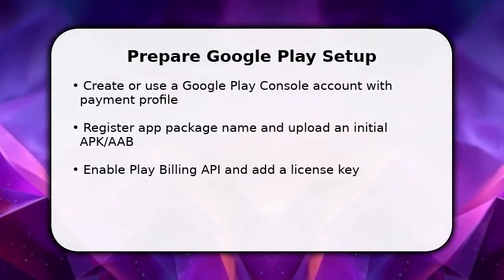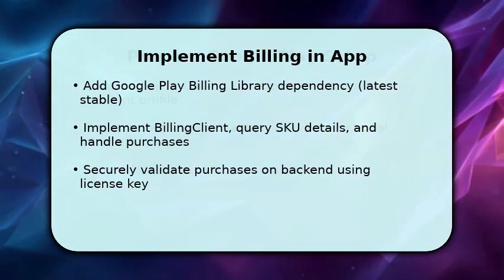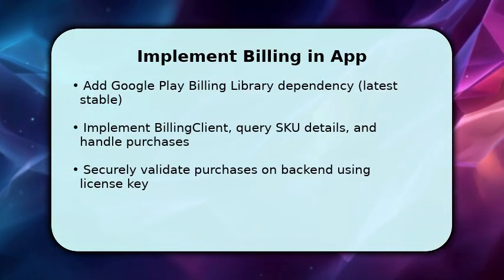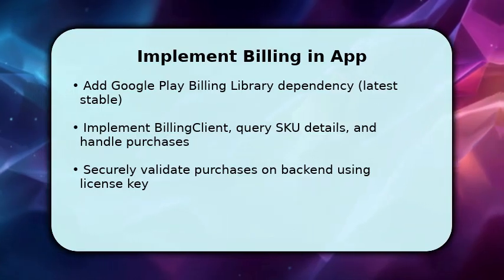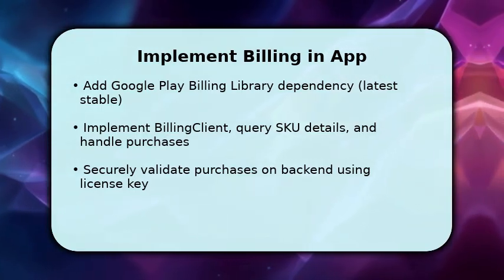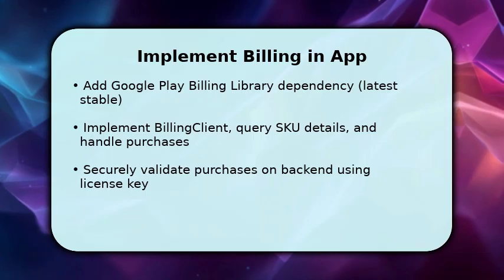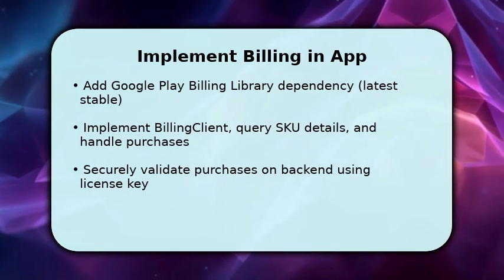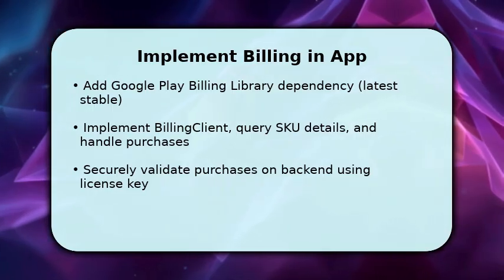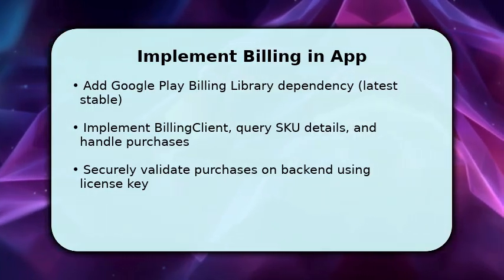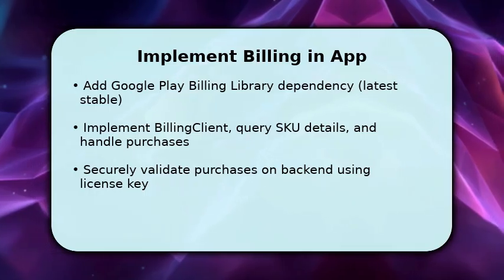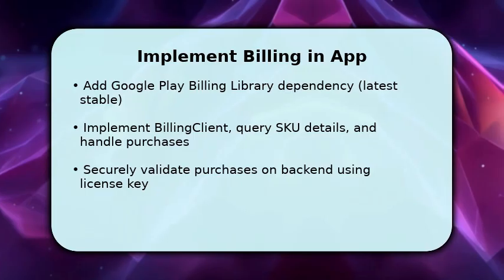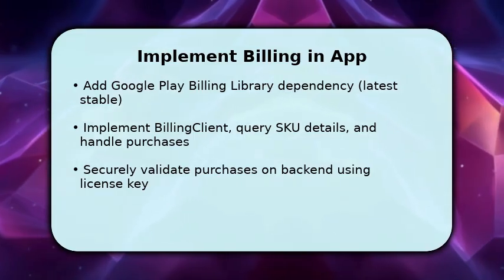Now implement the billing flow inside your app. Add the Google Play billing library dependency and initialize a billing client tied to Lifecycle. Query SKU details for the products you created, then present them in your UI. Initiate purchases with billing flow params and handle purchase updated listener callbacks for success, pending, or failure states. Once purchases arrive, acknowledge or consume them promptly. You should also verify receipts on your server using the Play Developer API.